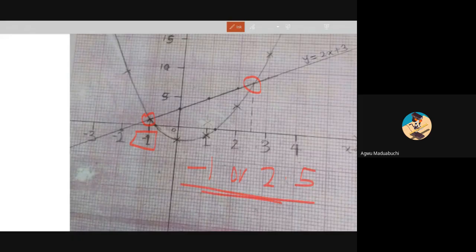So you are not expected to go and solve algebraically. You are expected to get it from your graph. Just locate those points where they intersect and trace it down, get the x value. Remember, when we talk about root of an equation, we are talking about the x values. So is this clear? Yes, ma. Okay.